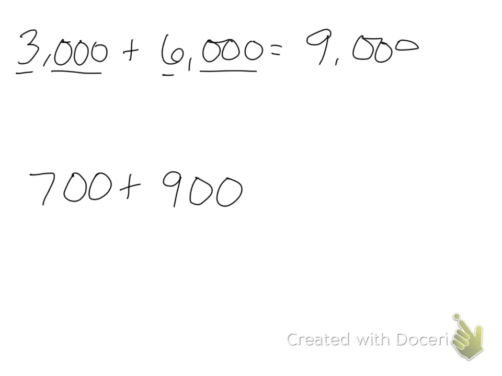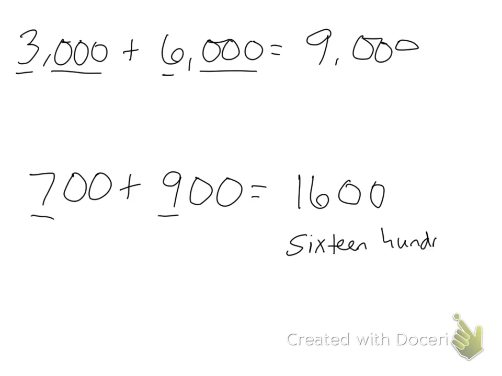700 plus 900, well, I'd add 7 plus 9, which is 16, and then add the 2 zeros after it. So my answer would be 1,600. Or we would say this as 16 hundred. You can say it either way. They are both correct.